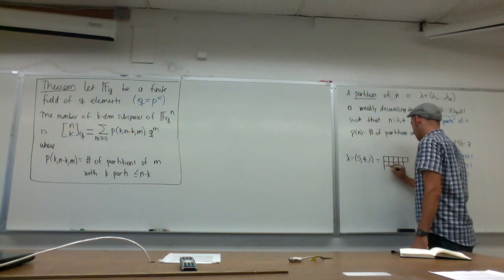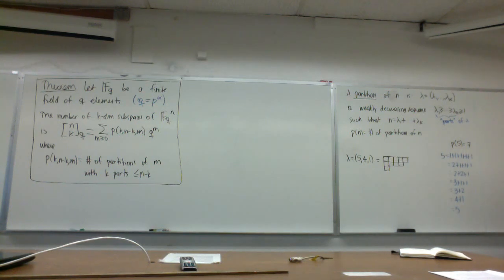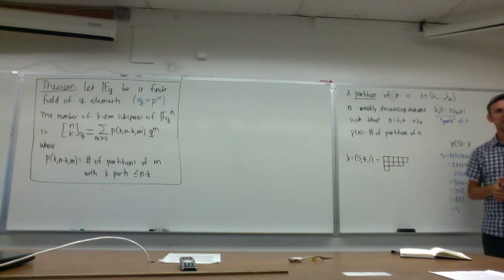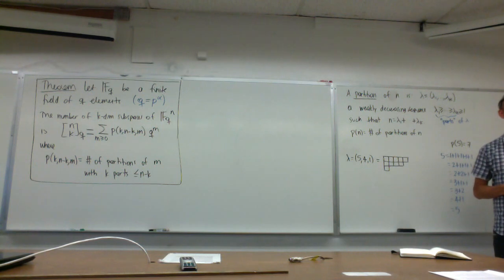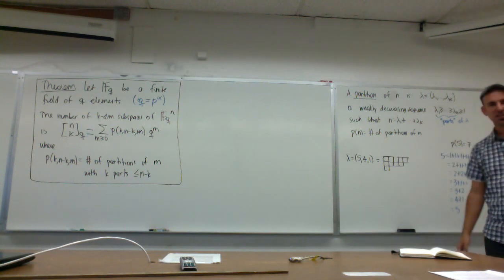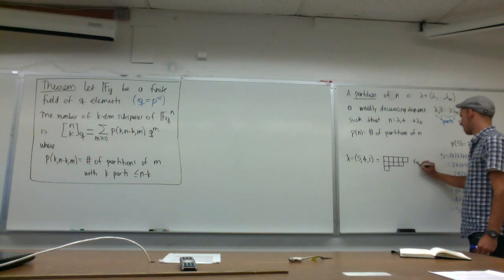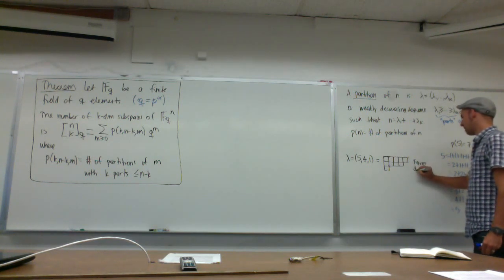And then 1 in the next row. So that might seem kind of gimmicky, but it turns out to be extremely powerful to do this. And I hope to convince you of that with time. Okay? But for now, this is just some picture. This is called the Ferrers diagram. Ferrers diagram of the partition.